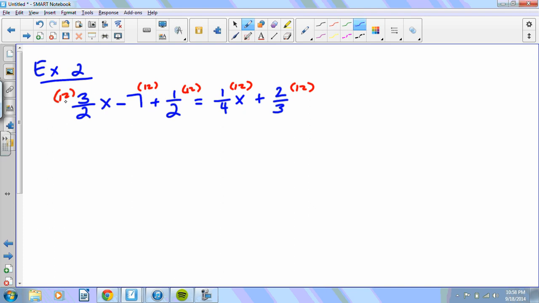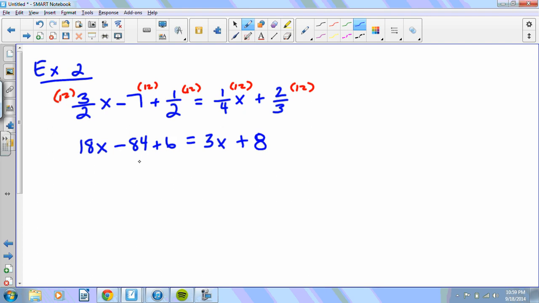So if I do the multiplication, again, multiply and divide. So 12 times 3 is 36. Divided by 2, you get 18. X minus 7 times 12 is 84. Plus 1 times 12 is 12. Divided by 2 is 6. Equals 1 times 12 is 12. Divided by 4 is 3. With your x, plus 2 times 12 is 24. Divided by 3 is 8. I almost put 4 down.